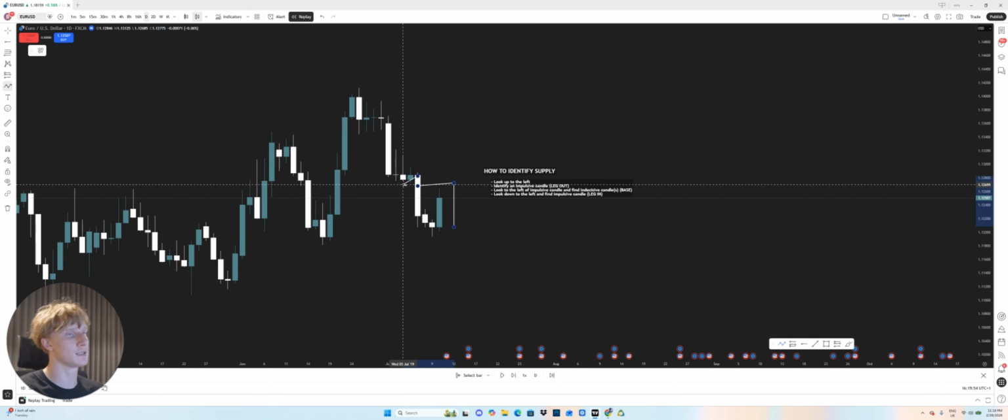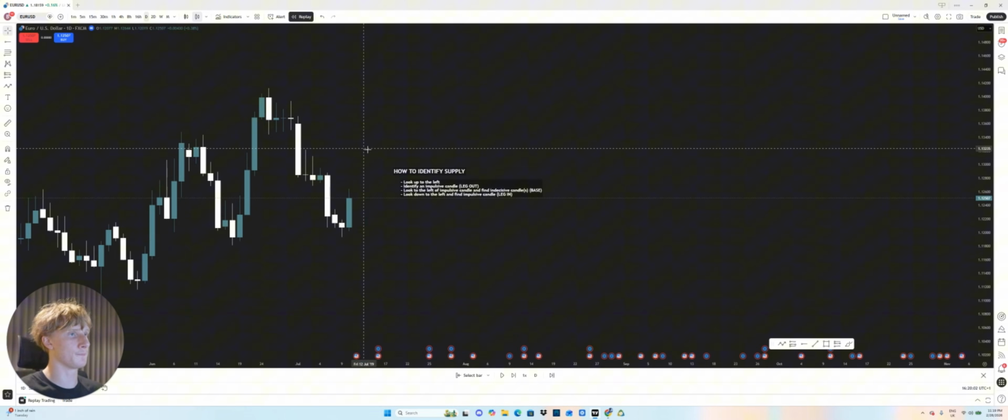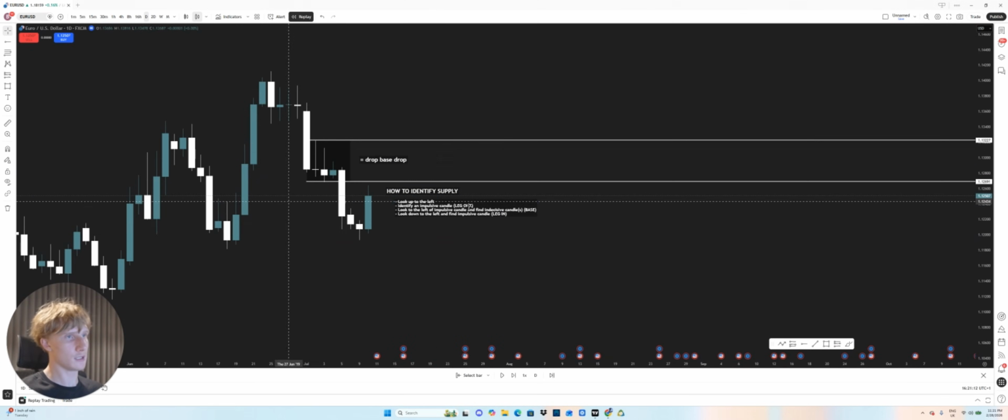Just identified the base. Step three, above. Do we have another impulsive candle? Yes, we do. So what have we done? We have now identified an area of supply. So yeah, and here you go. If you want to take a screenshot, this is a drop, base, drop. Why? Because obviously there's a drop, then there's a base, and then there's a drop.